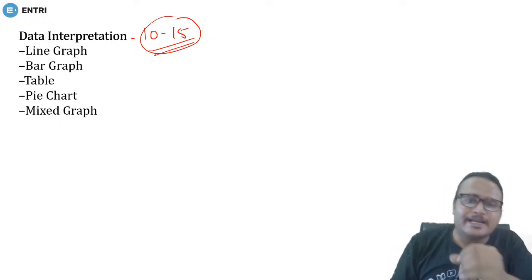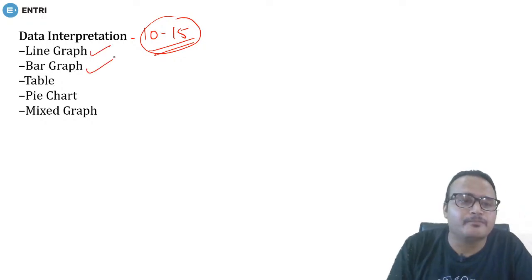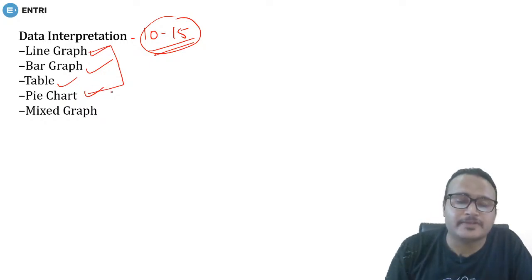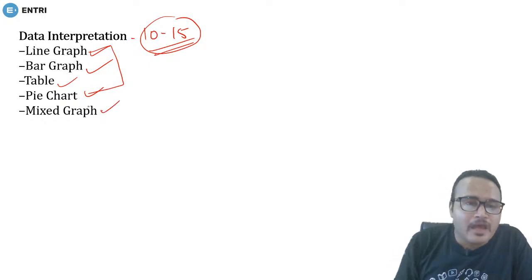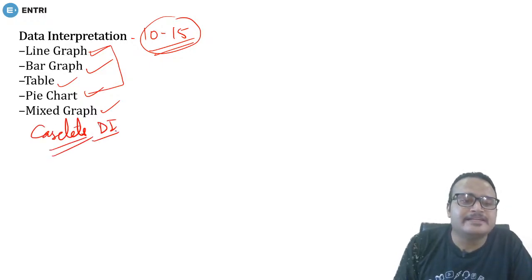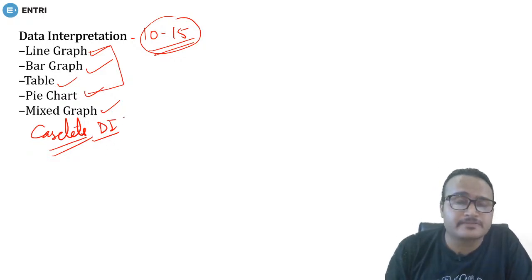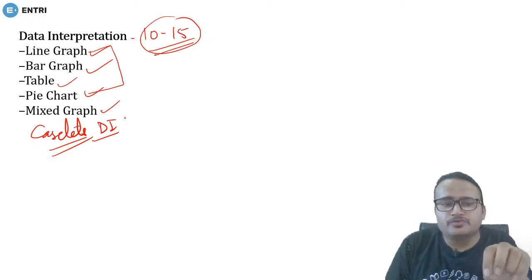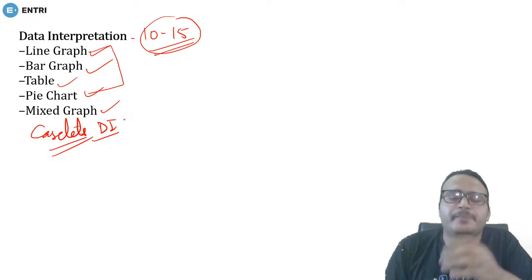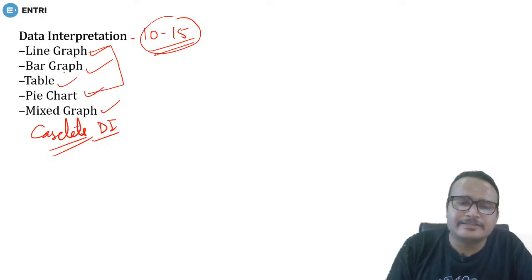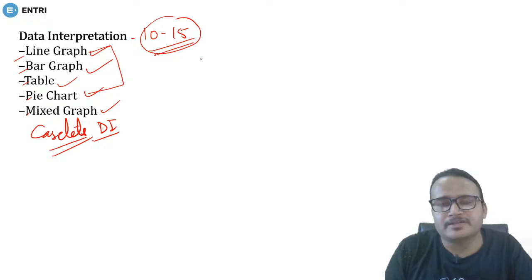So guys, in data interpretation you will have questions from line graph, bar graph, table graph, pie chart, or a mix of any 2 of the above graphs, that's called the mixed graph. And apart from that, you can also have questions from case-led DI guys. Case-led DI is also in trend. I think in IBPS Clerk 2019 case-led DI was there. I think I have skipped that, so please go through that. Maybe questions will or will not come from case-led DI, but this is certain, questions from these topics will definitely be there in the examination from data interpretation.